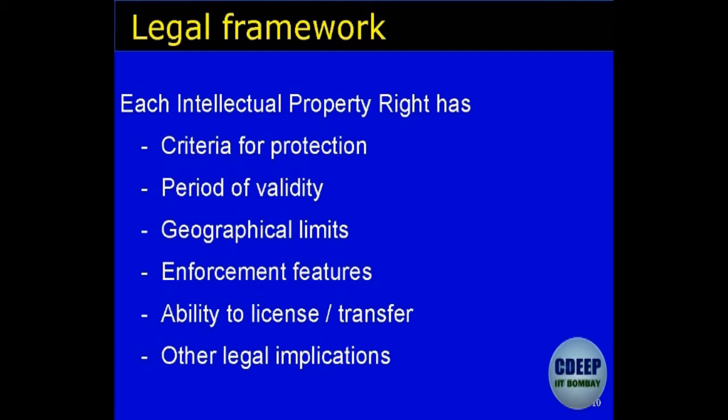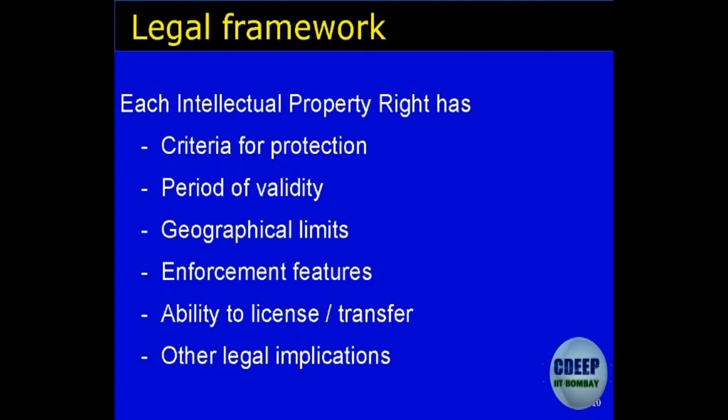All these intellectual property rights are territorial rights. Nothing is called a global patent or global copyright. If you are filing in India, you are seeking protection for your invention in India, which means your invention is protected only within India. Anybody outside India can use your invention if you do not seek protection outside, wherever you are actually interested.